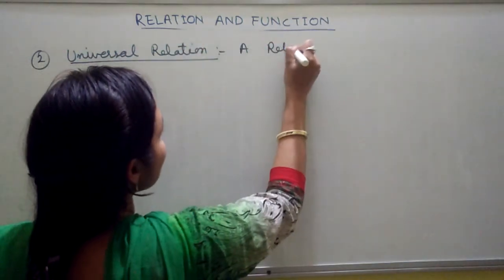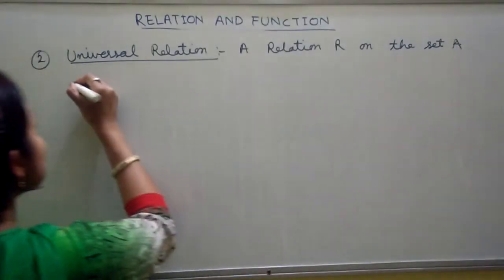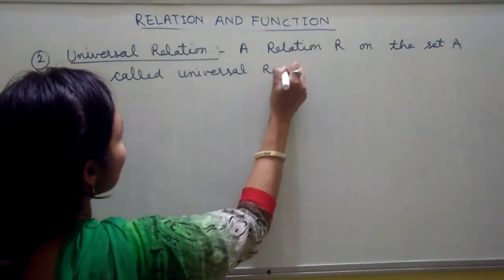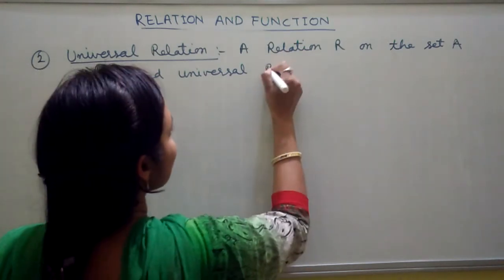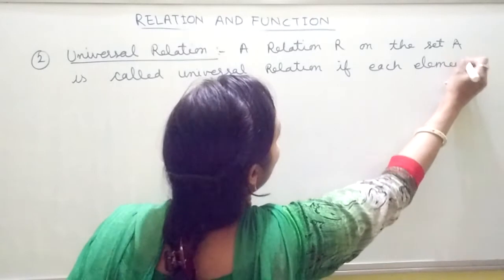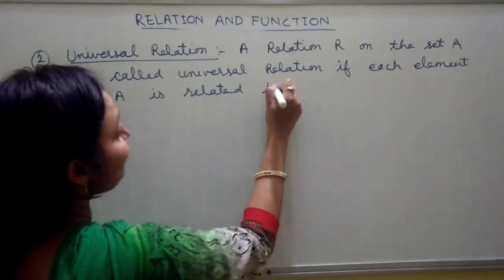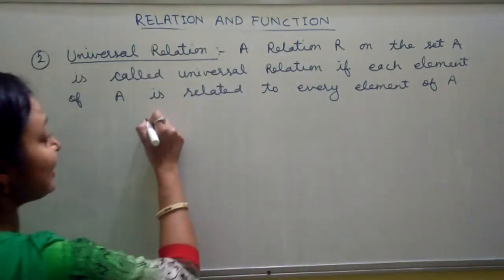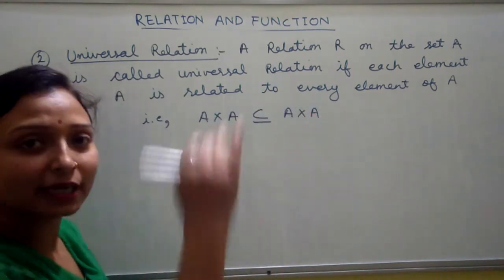A relation R on the set A is called a universal relation if each element of A is related to every element of A. That means R equals A cross A, that is, R is a subset of and equal to A cross A. Every element is related to every element of A.